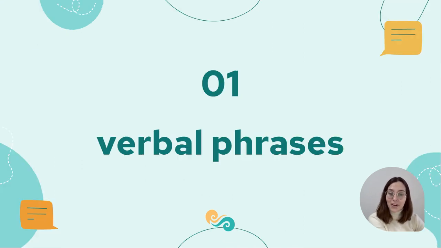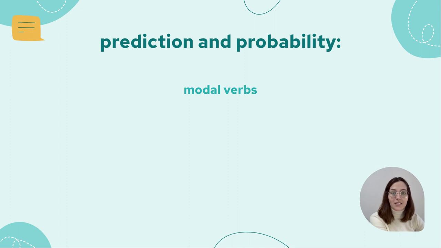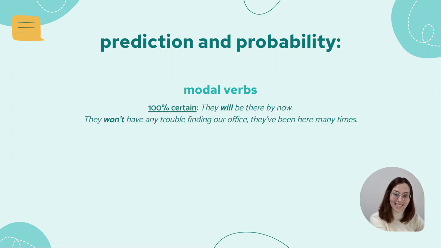I bring some verbal phrases at first, such as the use of modal verbs to express prediction and probability. Modal verbs can express different degrees of prediction and probability. For example, a modal verb like will express 100% certainty. They will be there by now, or they won't have any trouble finding our office. They've been here many times.